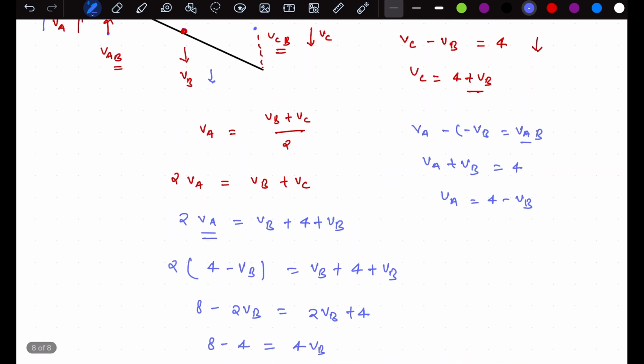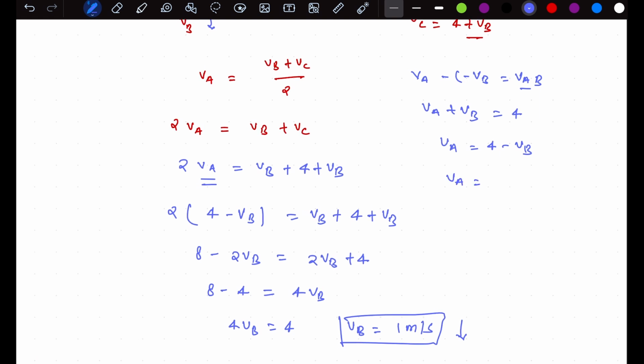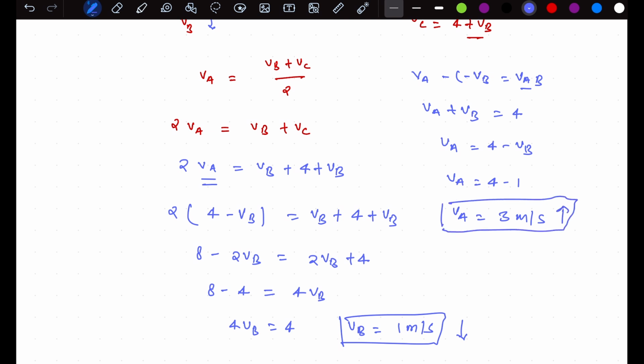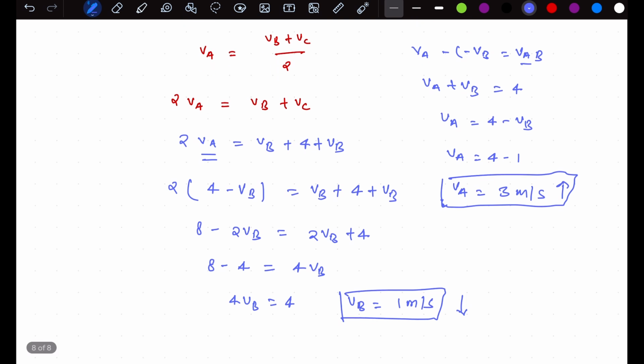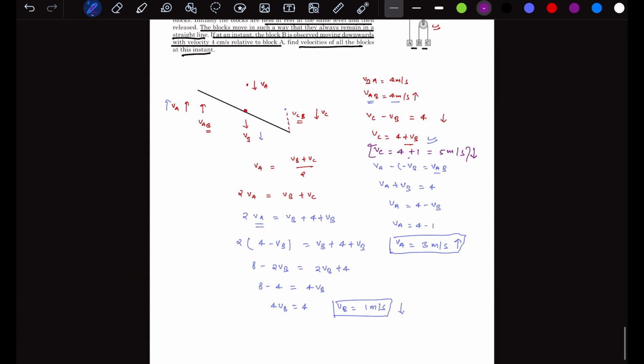What about VA? VA is 4 minus VB, so VA becomes 4 minus 1. So VA becomes 3 meter per second, and the direction is upward. And what about VC? VC here we are getting as 4 plus 1. So that becomes 5 meter per second in the downward direction. These are the values. I hope you have understood this question. Thank you.